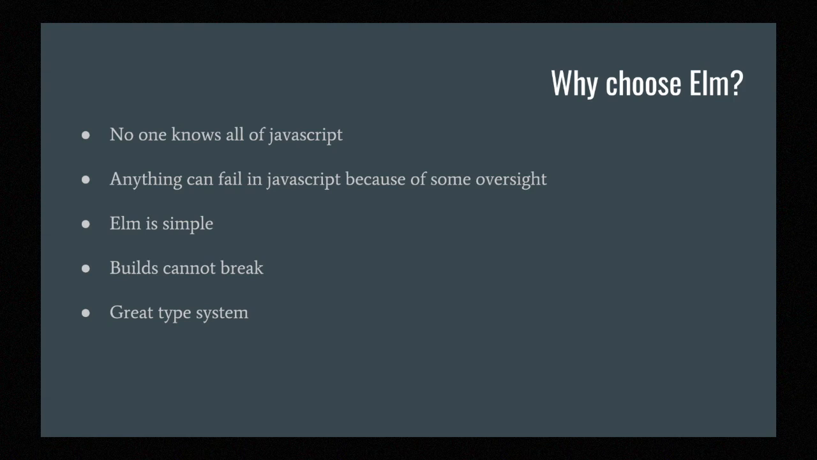Builds cannot break in Elm because, as I've mentioned probably many times before, Elm does not have any runtime errors, and during compilation time, it has a user-friendly suggestion system where you can correct the code for more efficiency. And of course, it has a great type system.